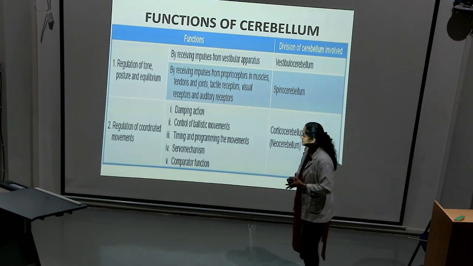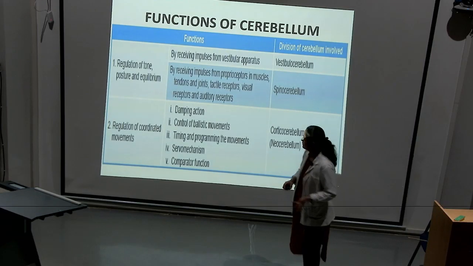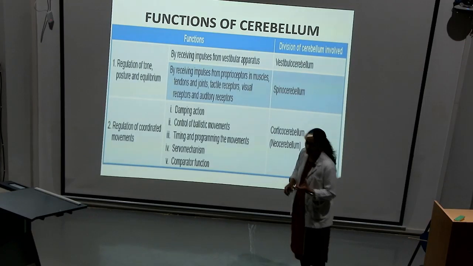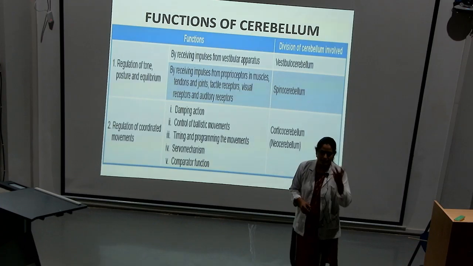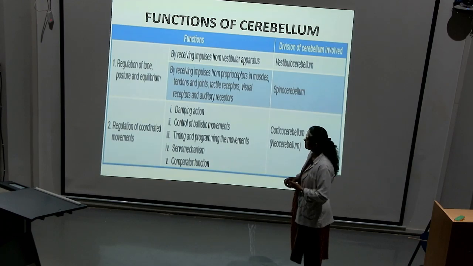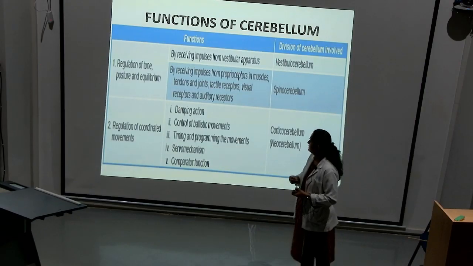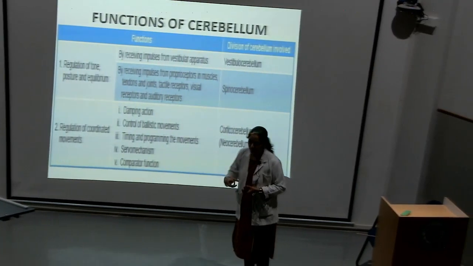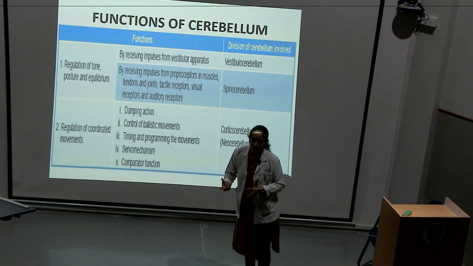Now, coming to the functions of the cerebellum. The first main function is regulation of the tone of the muscle, the posture of the muscle and the equilibrium of the body. Now, equilibrium is mainly done by receiving impulses from the vestibular nuclei, inputs from the cochlea and inputs from the eye, and this is done with the help of the vestibulocerebellum. Regulation of tone and posture is done by receiving impulses from the proprioceptive receptors present in the muscles, tendons and joints, so that they can know the position sense, joint sense, also including the visual and auditory receptors.